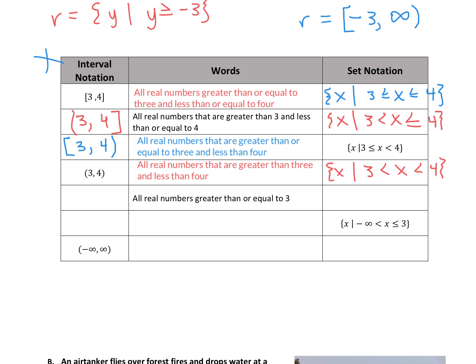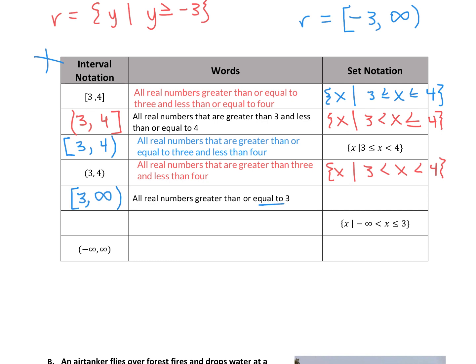All right, so next we have all real numbers greater than or equal to 3. If all the real numbers are greater than or equal to 3, that means that 3 is our smallest number, and it's all the numbers greater than that. So it's going to go all the way up to infinity. Now remember, we never include infinity, so that will always get a parenthesis. Because it's greater than or equal to 3, we include the 3, so that gets a bracket.